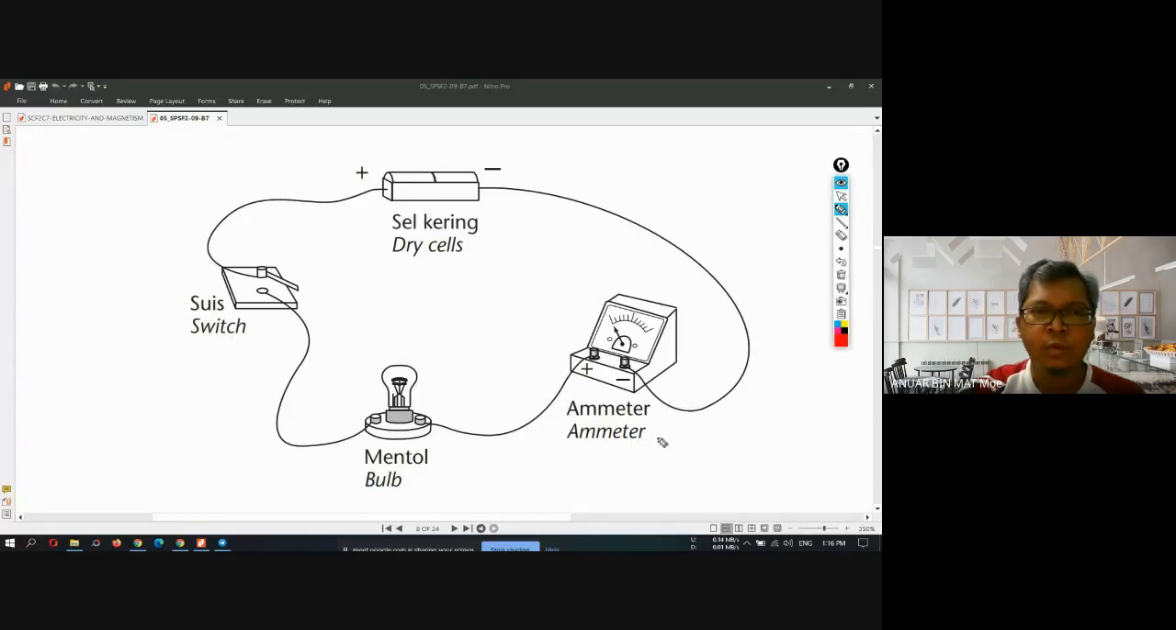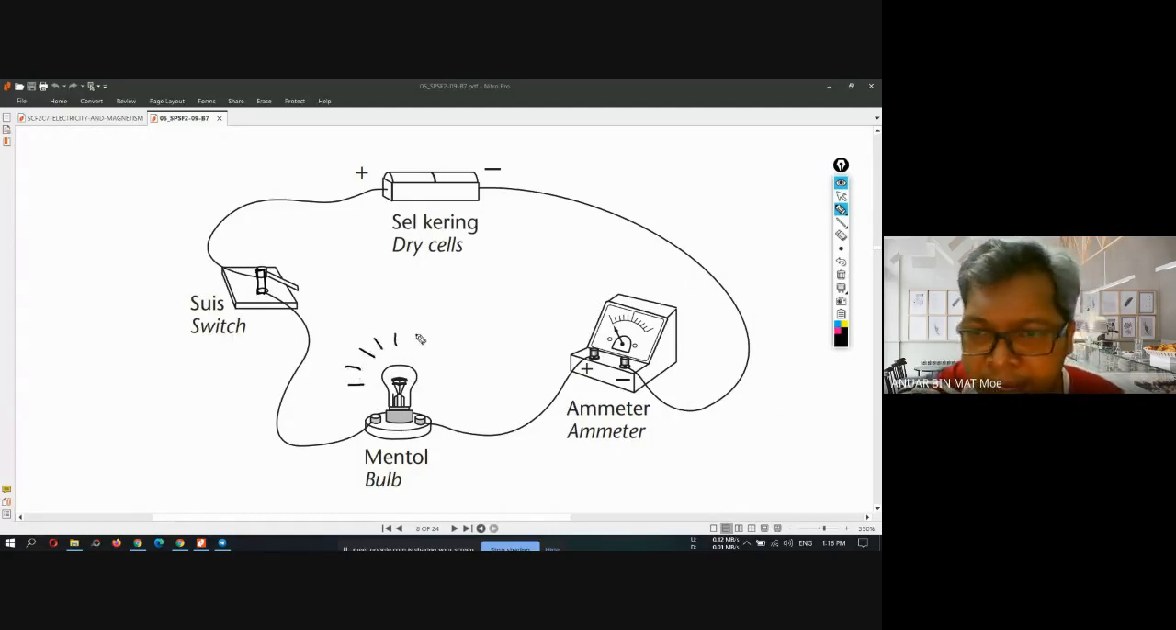So when I turn on the switch over here, what will happen to the bulb? The bulb will light up, and the ammeter reading will also increase.